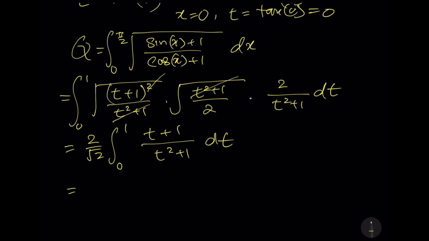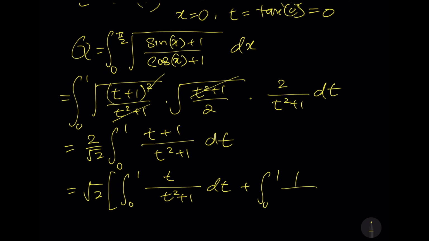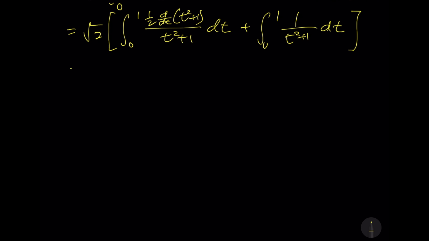The constant in front can be simplified to the square root of 2, while the integrand can be split into two parts. Part number 1 is t divided by t squared plus 1 and part number 2 is 1 over t squared plus 1. To avoid another substitution, we can change the t of part number 1 into the derivative of t squared plus 1 multiplied by 1 over 2. This is integrable, which equals the square root of 2 multiplied by 1 over 2 natural log of t squared plus 1, plus inverse tangent t.